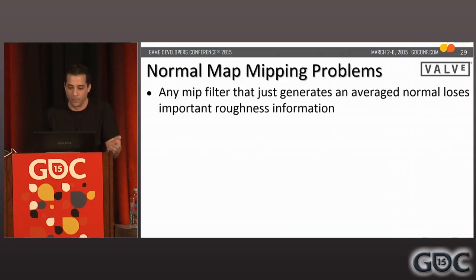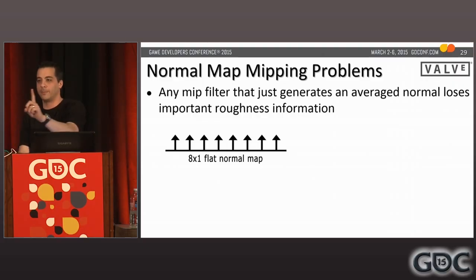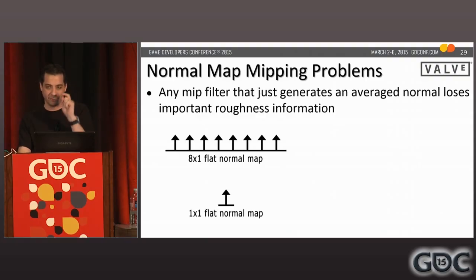So let's first talk about why we get that glossy mess. Any MIP filter that generates an average normal is going to lose roughness information, okay? So let's look at an 8x1 flat normal map. You have 8 normals, flat, pointing all up. As we MIP that down to a 1x1, you're going to get the perfect answer. It's going to be a flat normal, which is exactly what that 1x1 should look like. Congratulations, your math works great, okay?